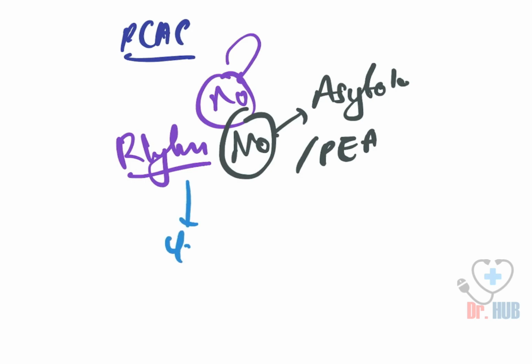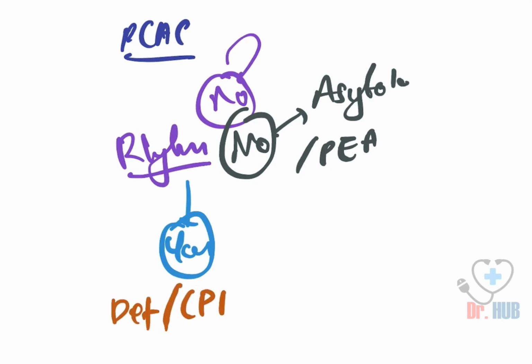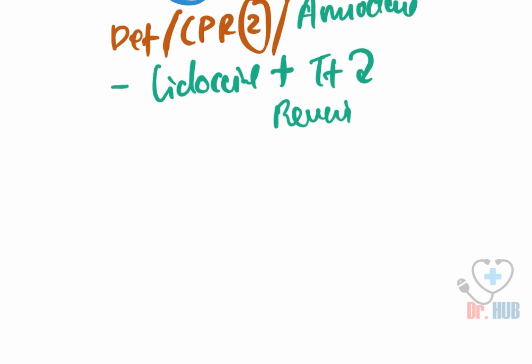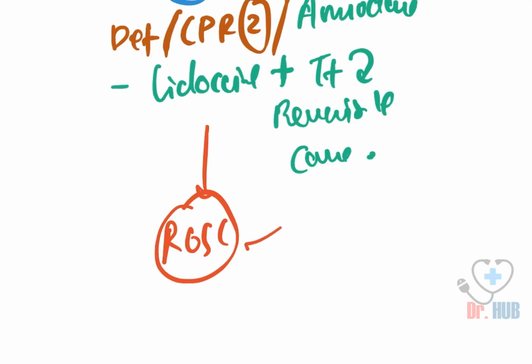So here, the rhythm being shockable, yes, it is shockable. Then we again do another set: we do a defib, we do CPR for 2 minutes, and then we add on the amiodarone or the lidocaine. So we give the amiodarone or the lidocaine, and we treat the reversible causes. So this step is done. And lastly, we again check for the ROSC, return of spontaneous circulation.